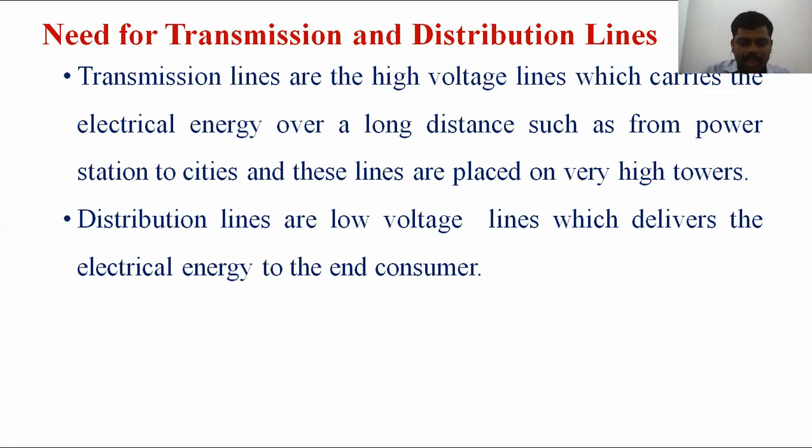in the transmission line, the operating voltage is high, from 33 kV up to 765 kV. But in the distribution system, the operating voltage is 440 volt to 11 kV. In the transmission system, the supporting structure used is towers, but in the distribution system, the supporting structure used is poles.